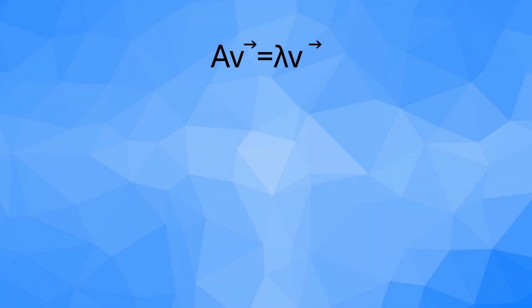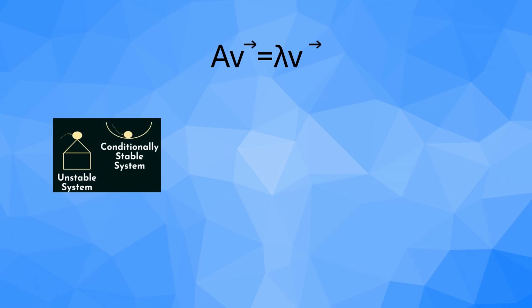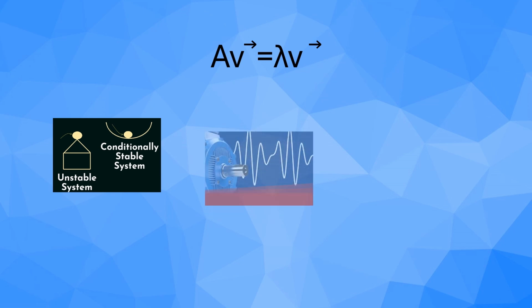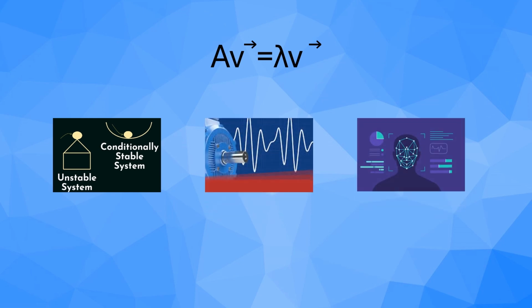This is the most basic equation of eigenvalue and eigenvector. Although it looks simple, they help us analyze stability in engineering structures, understand vibration patterns in mechanical systems, and even enhance technologies like facial recognition.